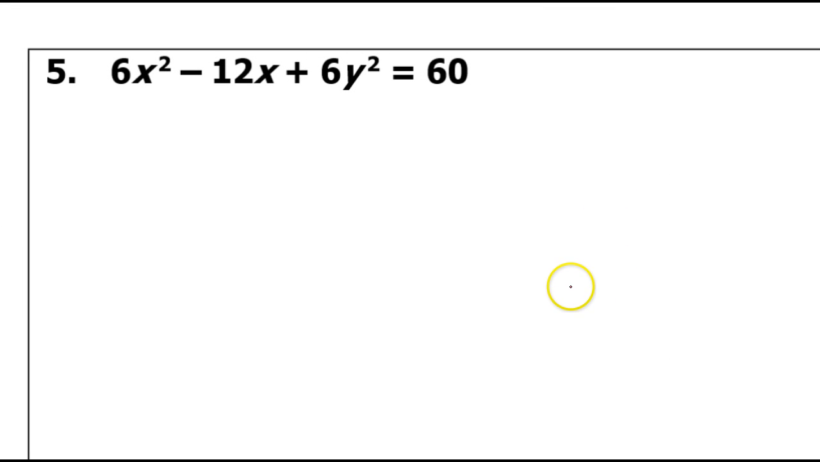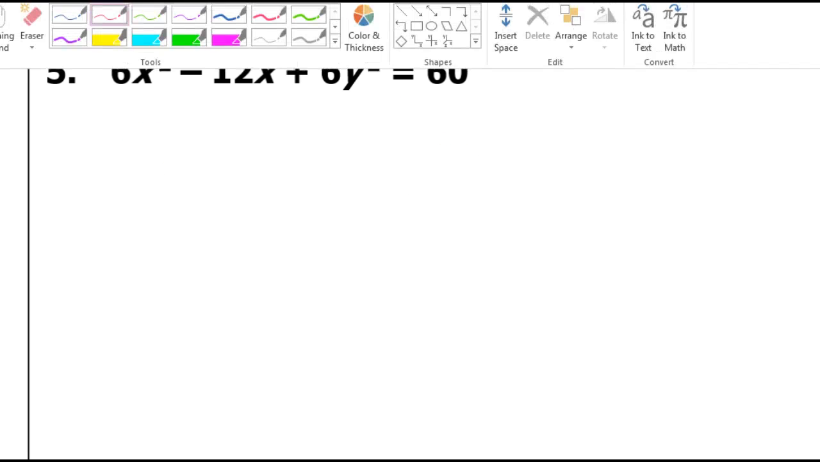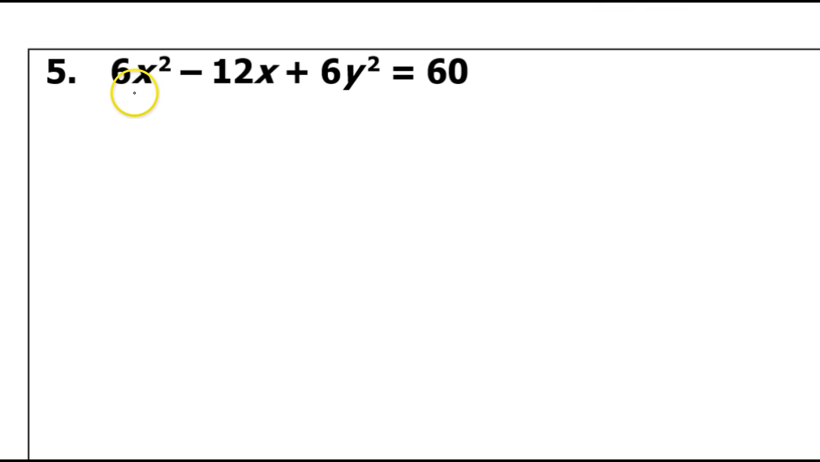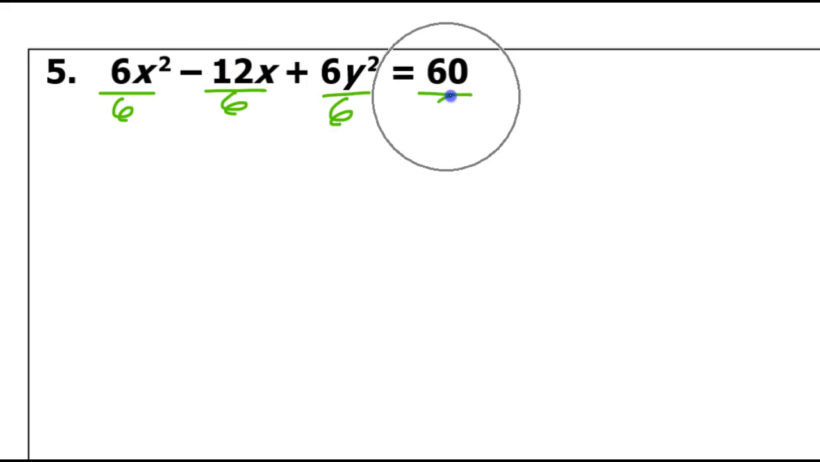All right, again, I encourage you to pause the video and try to do this problem by yourself. As was the case in the last problem, I do not like the fact that I have a 6 in front of my x squared and my y squared. So to fix that, I'm going to divide everything by 6.